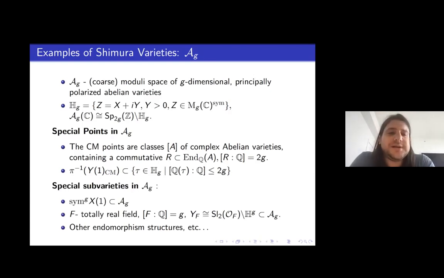One example is you can look at the gth symmetric power of the modular curve. So from a moduli perspective, these are those abelian varieties that split as a direct sum of g elliptic curves.